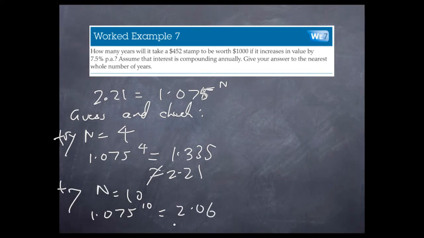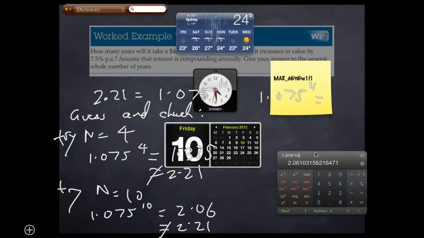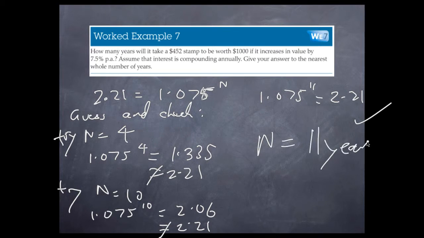It's not exactly 2.21, is it? So let's try maybe one more. To the power of 11. So we have 1.075 to the power of 11, and lo and behold, we get 2.21, and we have reached our target. Therefore, n is equal to 11 years.